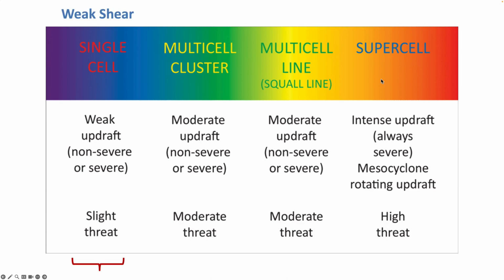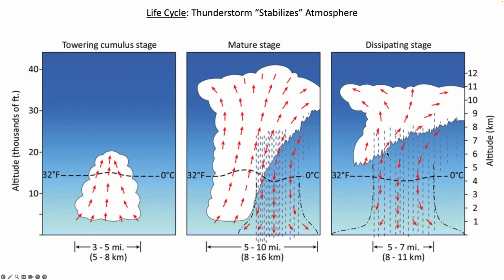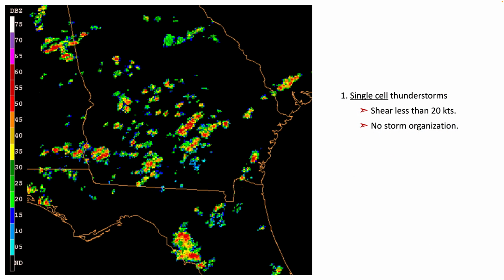So single cell thunderstorms develop in an environment with weak wind shear. So we're talking about wind shear again in the 0 to 6 kilometer layer that is less than 20 knots. Here is a base reflectivity radar image of single cell thunderstorms over Georgia, Alabama, northern Florida, and southern South Carolina as well. Again, shear is less than 20 knots. There's no storm organization when we have single cell thunderstorms. These thunderstorms are driven entirely by convection.